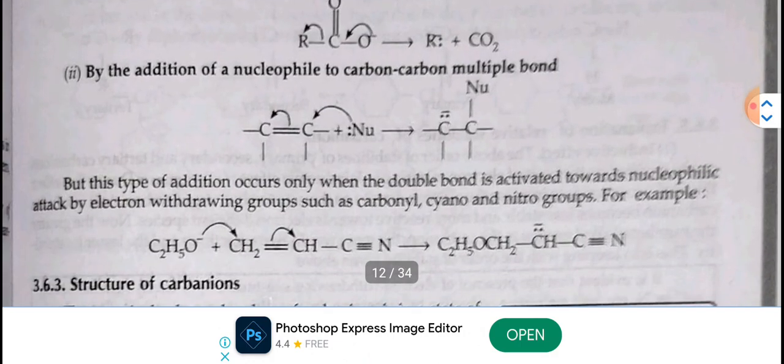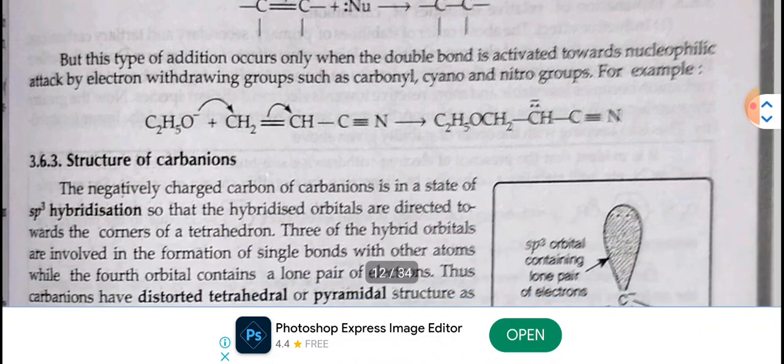by the addition of a nucleophile to a carbon-carbon multiple bond. This type of addition occurs only when the double bond is activated towards nucleophilic attack by electron withdrawing groups such as carbonyl, cyano and nitro groups.